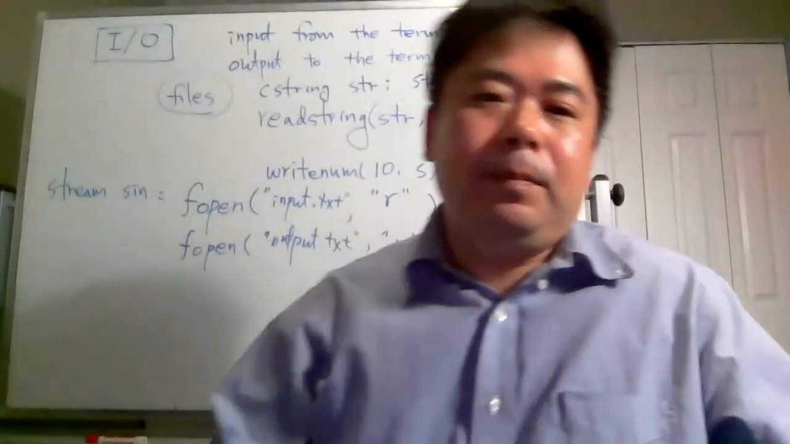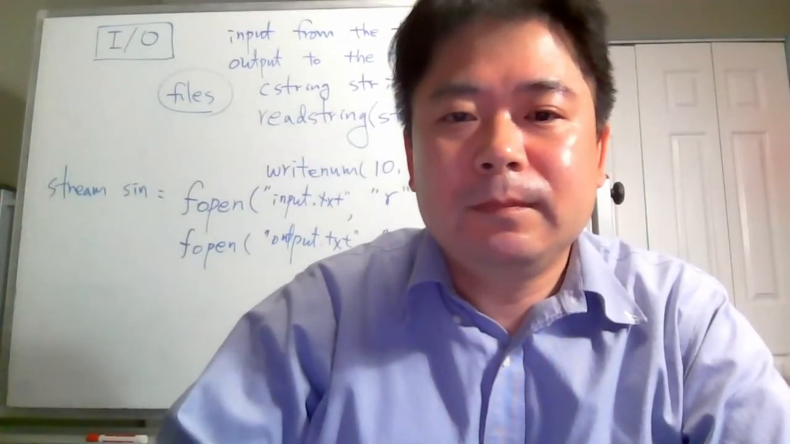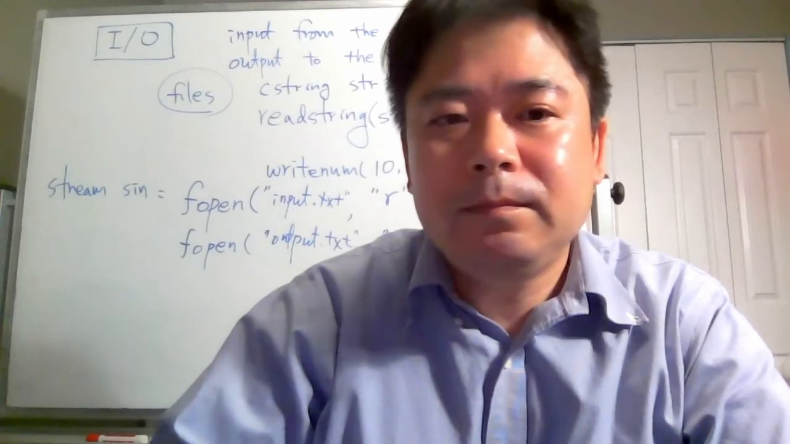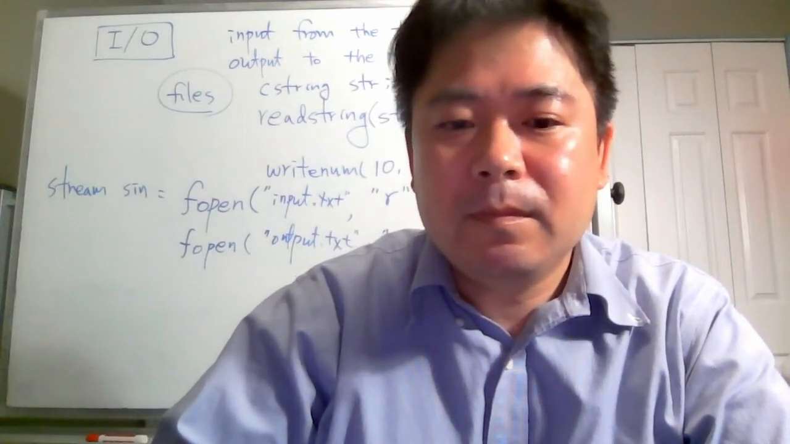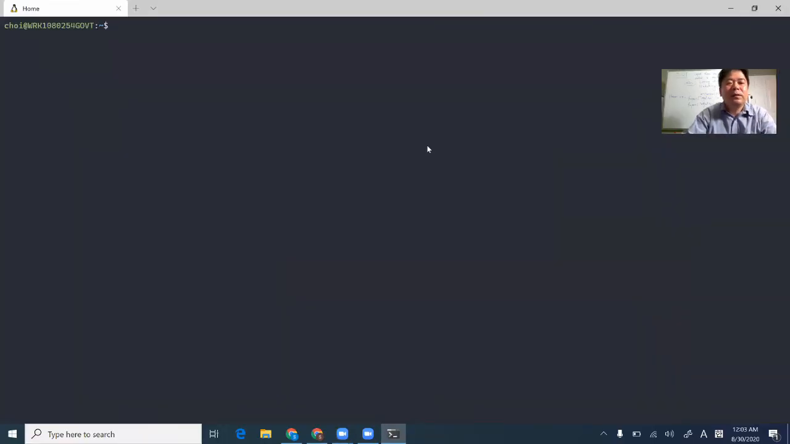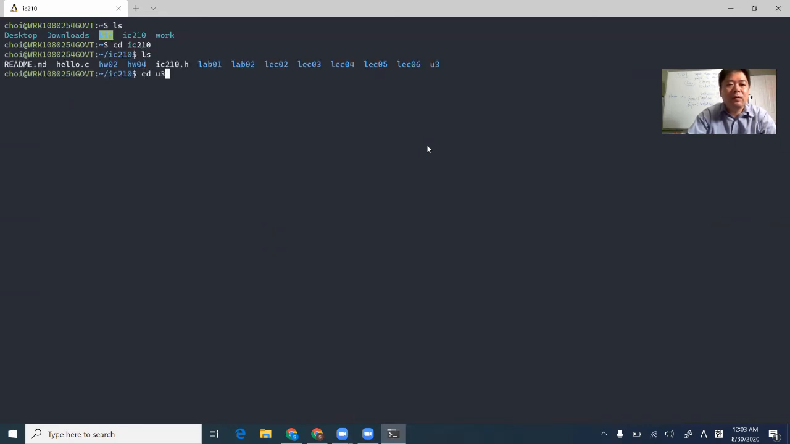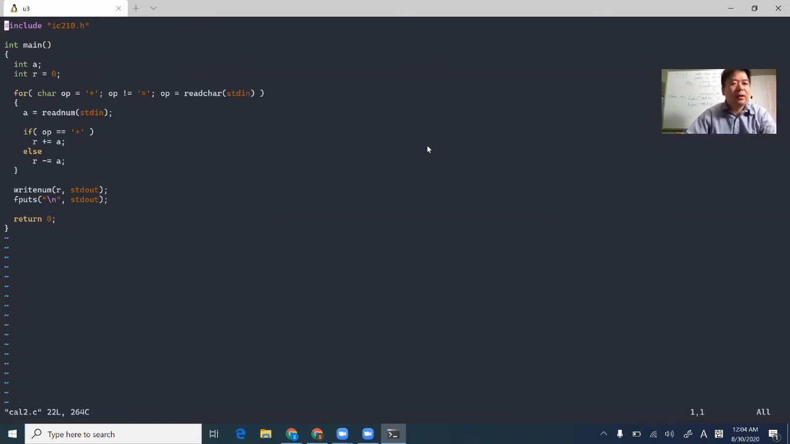Now let's try to code this up. IC210, U3. Let's think about this calculator. We just talked about calc2.c. This is the calculator file. What I want to do is this: instead of using standard in, I want to open some input stream using some file name. Well, I don't know what the file name should be, but I can think about it.